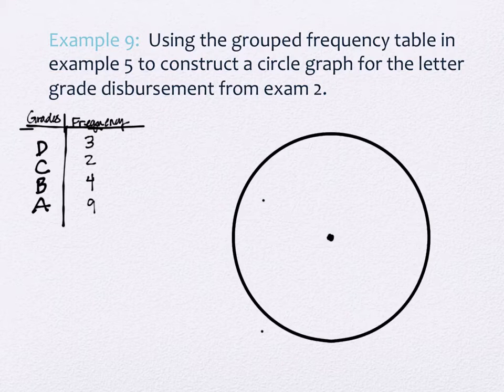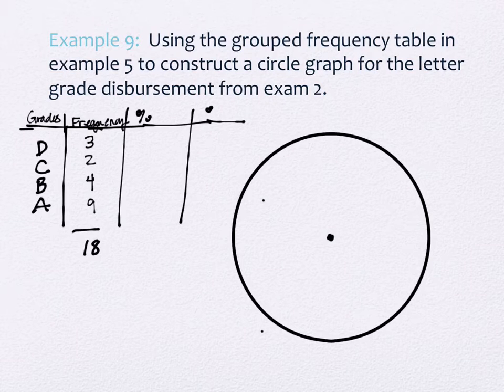What I need to know is how many exams there were. That's the first thing I need to know. Like, it's a part-to-whole comparison. Well, what's the whole? So add the values together. How many people's values do we have exam scores for here? It's 18. And what we want to know is how much of the whole is each of those values. So what we're going to do is find the percentage, and along with that, in a separate column, we're going to find the degree measure.